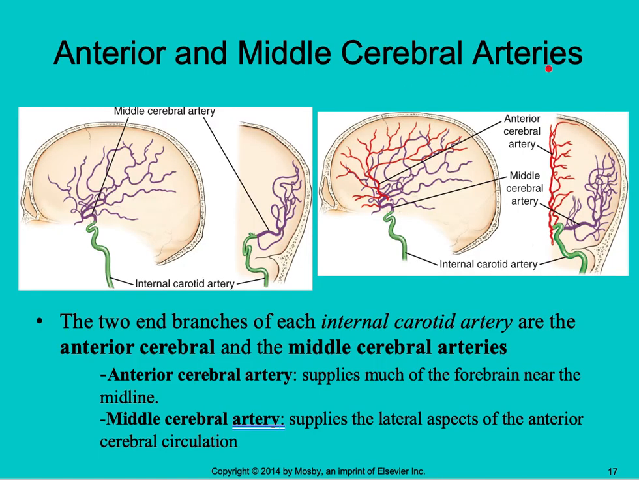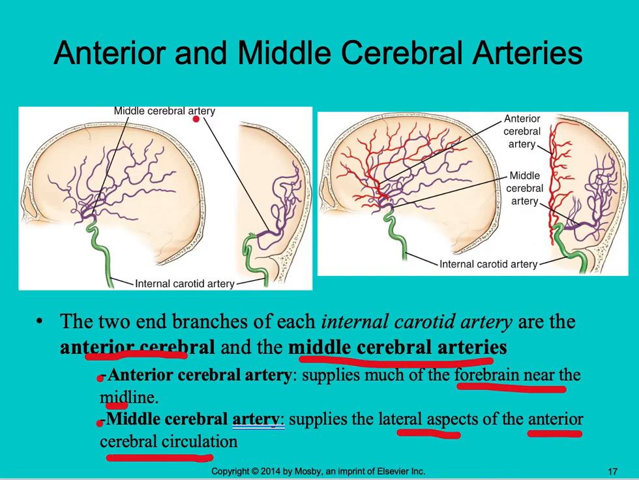Anterior and middle cerebral arteries. So the 2 end branches of each internal carotid artery are the anterior cerebral and the middle cerebral arteries. Your anterior cerebral artery supplies much of the forebrain near the midline. The middle cerebral artery supplies the lateral aspects of the anterior cerebral circulation.